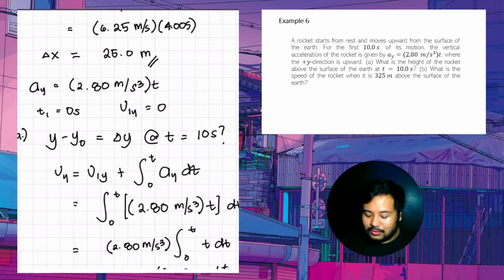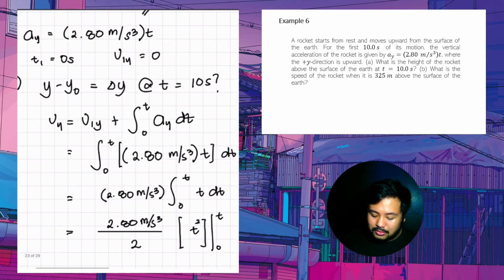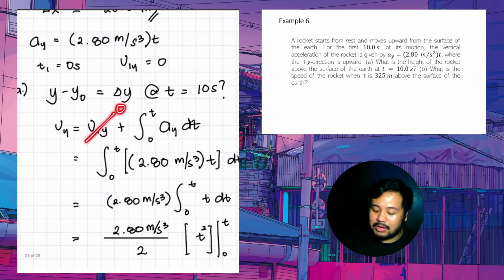This is from our last topic from our video lecture, wherein we will be using integration. So we have v_y equal to v1y plus the integral of a_y dt evaluated from 0 seconds to time t, the upper limit. We know that v1y is equal to 0 because it started from rest, so we could have v_y equal to this quantity.